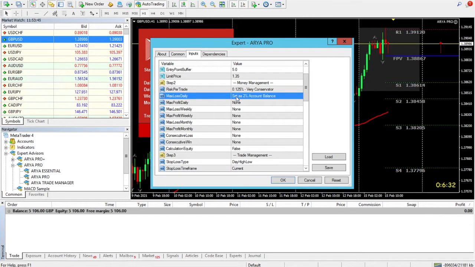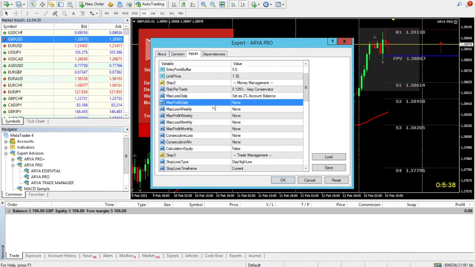Coming on to max loss daily. This is permanently set at 2% of your account balance. This is the maximum number of losses that you can have in one day, and it applies to all assets combined where ARYA is activated. ARYA will stop trading when you've lost 2% of your capital in one day.